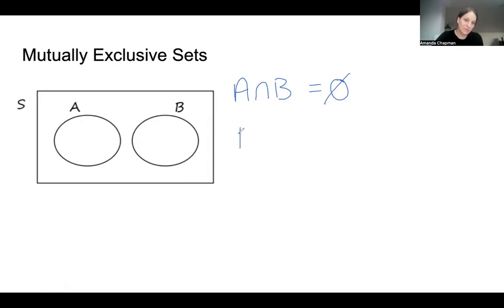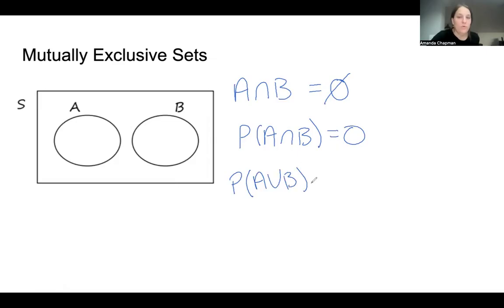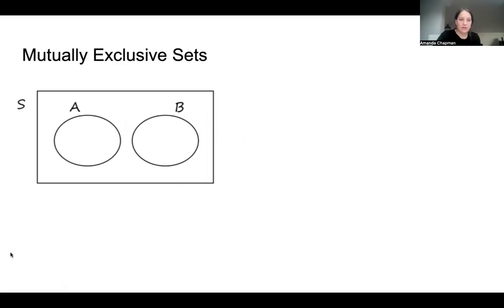And also the probability of A intersection B, the overlap, is going to be 0% chance of that happening. This is the only case where the probability of A union B would be equal to the probability of A plus the probability of B. Otherwise, absolutely no. You always have to subtract the overlap.